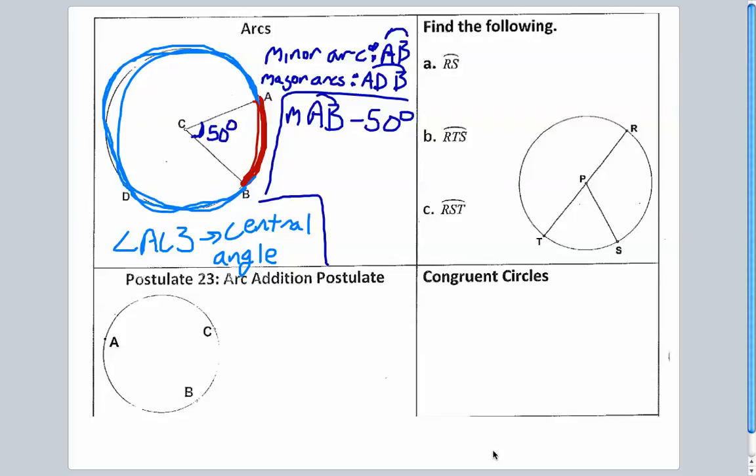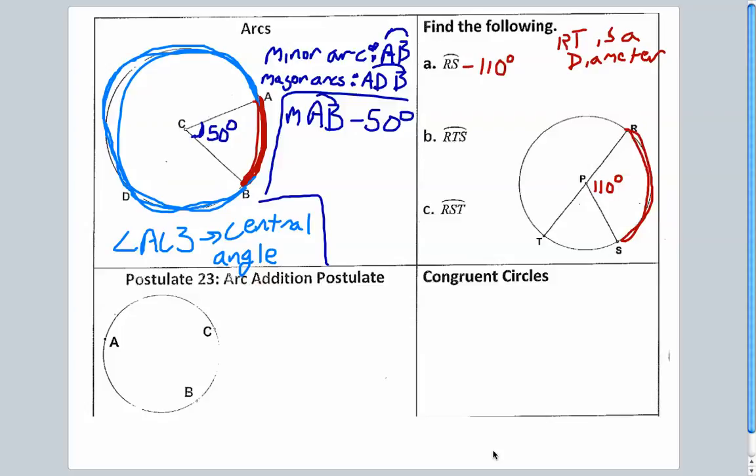So let's take a look at this picture over here to the right, and we'll do some analysis on this one. Let's say that we've got some information. For instance, I know that angle RPS is 110 degrees. Let's say that I also know that RT is a diameter. So I know that RT is a diameter, and let's find these arc measures. If I want to find arc RS, that is the same measure as the central angle. So RS is the same as the central angle. That's just going to be 110 degrees.